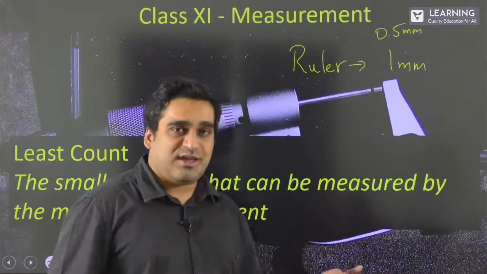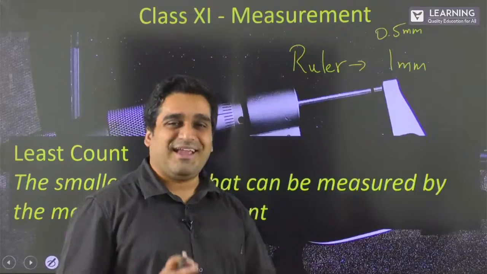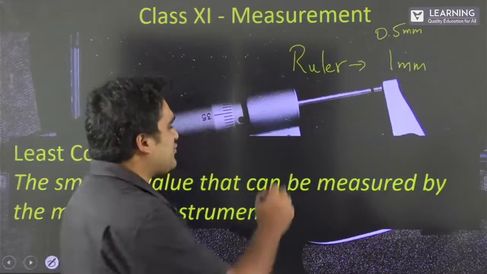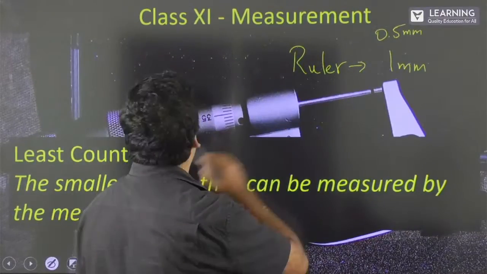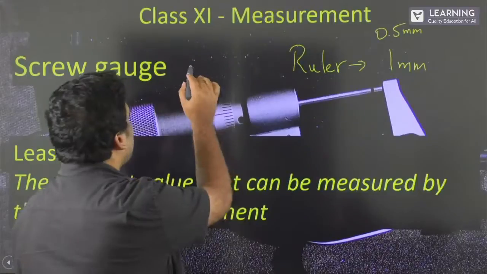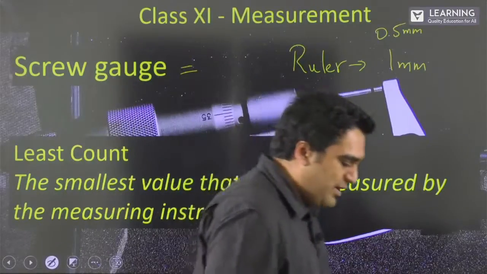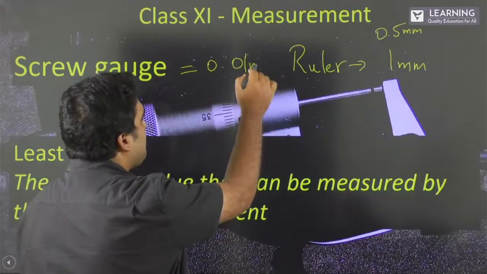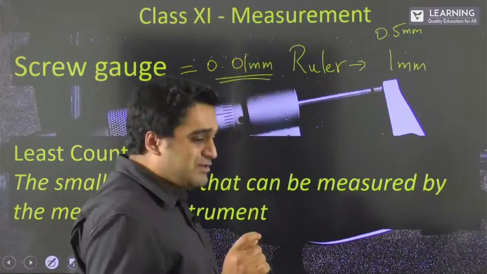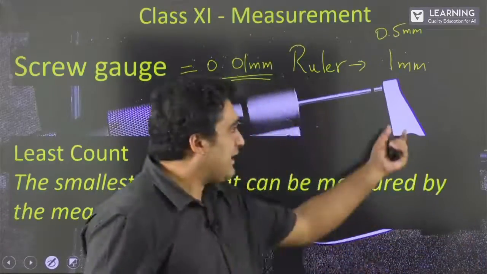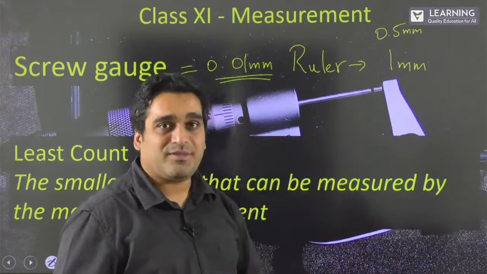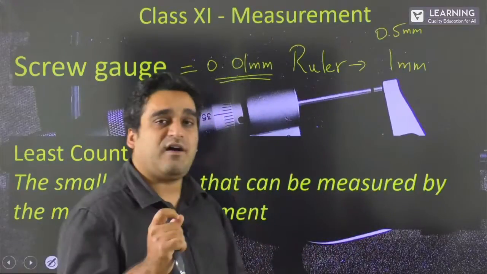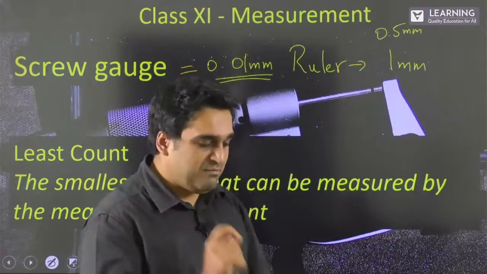But for a screw gauge, it is not so. It has an even smaller scale than this ruler. For a screw gauge, the least count will be 0.01 millimeter. That's a smaller scale than your ruler. Therefore, this screw gauge gives you a very precise and accurate value when you're making a measurement.